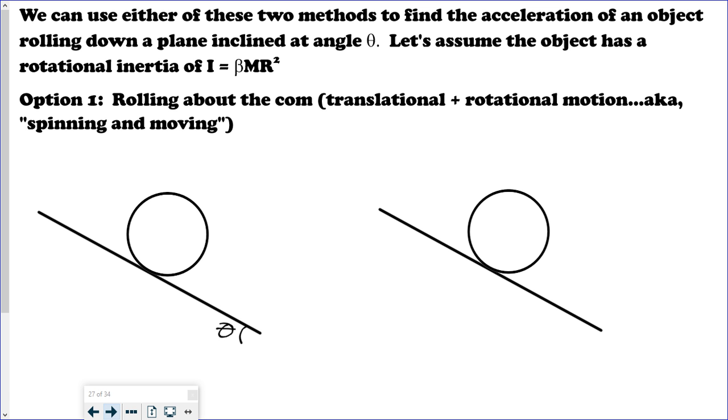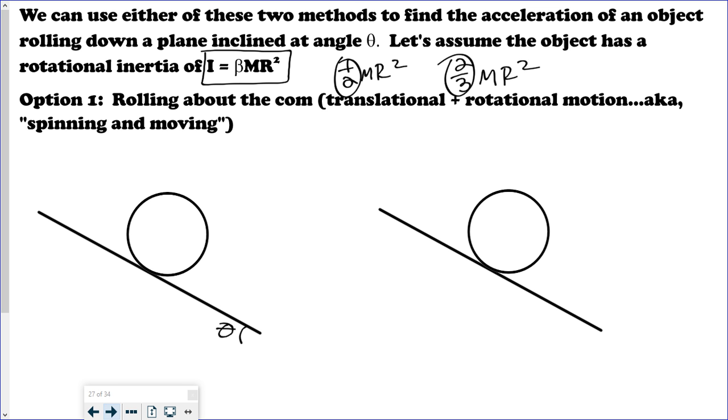Okay, and we're going to assume that the object has a rotational inertia of, and I'm doing it generically, just beta times mr squared. So maybe it's a disk and it's 1/2 mr squared, or maybe it's a sphere of some sort and it's 2/3 mr squared, or whatever, right? But you've got some fraction, some beta times mr squared.